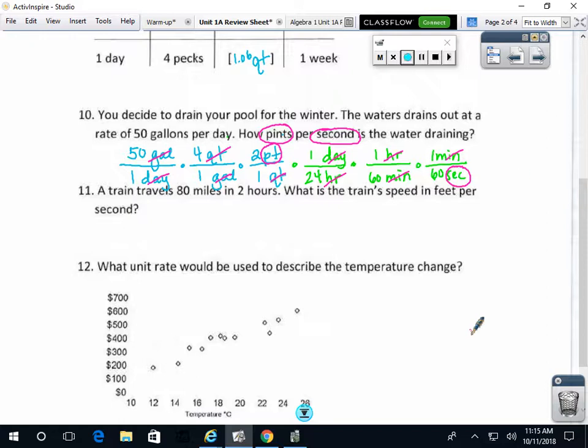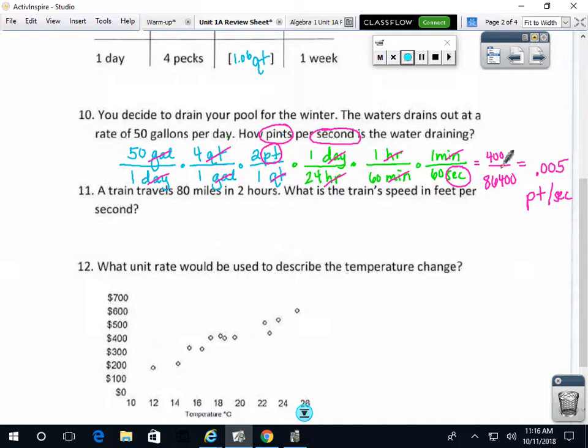So now we multiply the numerators, which is 50 times 4 times 2 times 1 times 1 times 1, and that gives me what? 400. Then we multiply our denominators. 1 times 1 times 1 times 24 times 60 times 60, and we get, correct? And now we divide that. 400 divided by 86,400 is 0.0046, so I'll round it to 5. Remember, whatever number's on top gets typed in your calculator first. And that's pints per second.